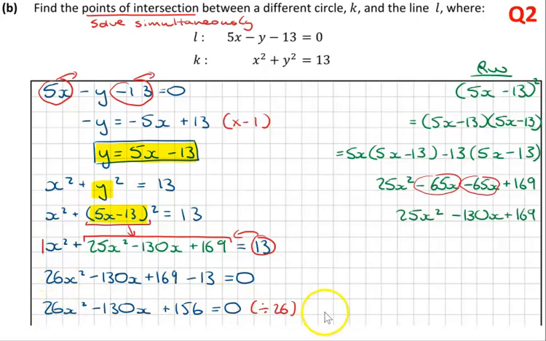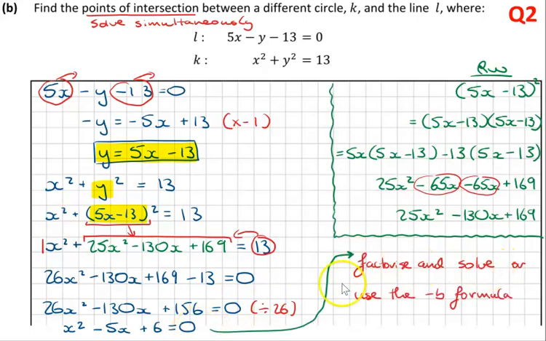So 26x squared divided by 26 is 1. So we've got 1x squared. Minus 130x divided by 26 is minus 5x. And 156 divided by 26 is 6. And that's equal to 0. So now I've got a quadratic trinomial. So I've got x squared minus 5x plus 6 is equal to 0. Remember, ultimately we're trying to solve, which means find x and find y. So to solve a quadratic trinomial, our options are factorize and solve, or use the minus b formula. So I'll show you both methods, but you only have to do one method, whichever suits you.